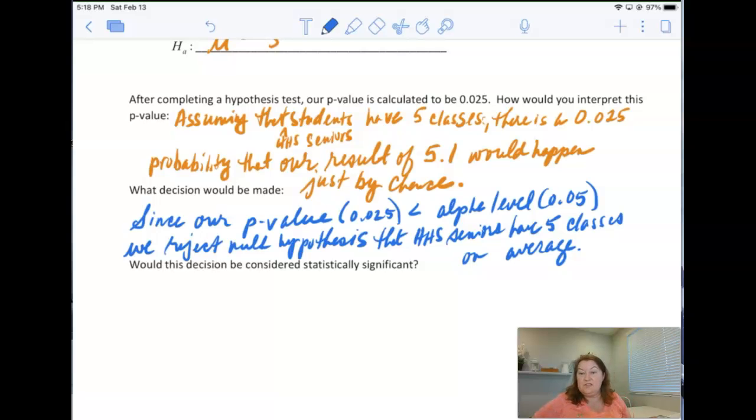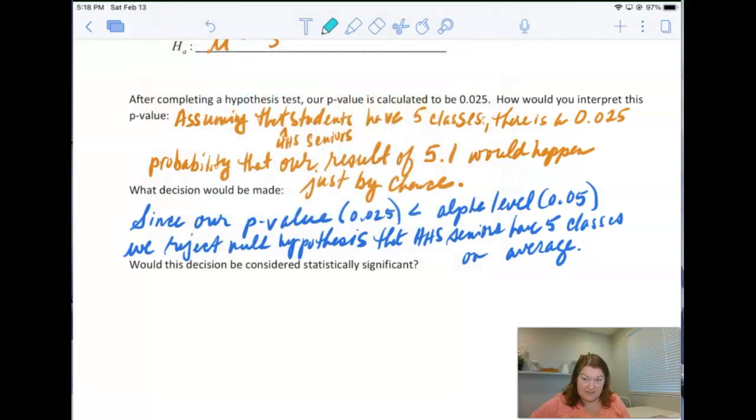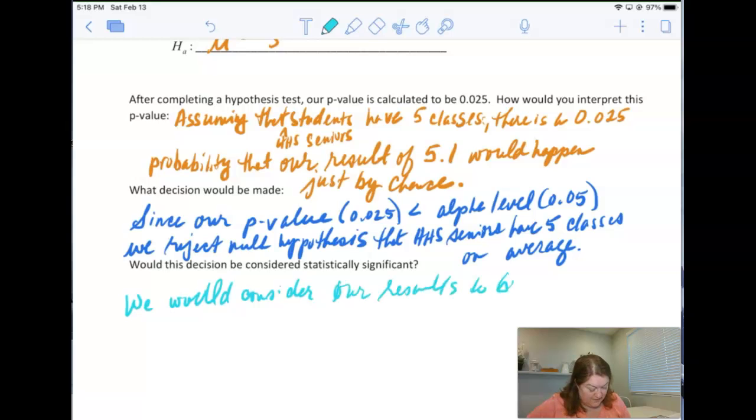Okay, would this decision be considered statistically significant? Anytime we reject the null hypothesis, it is considered statistically significant. So we would consider our results to be statistically significant, since our p-value is less than the alpha level.